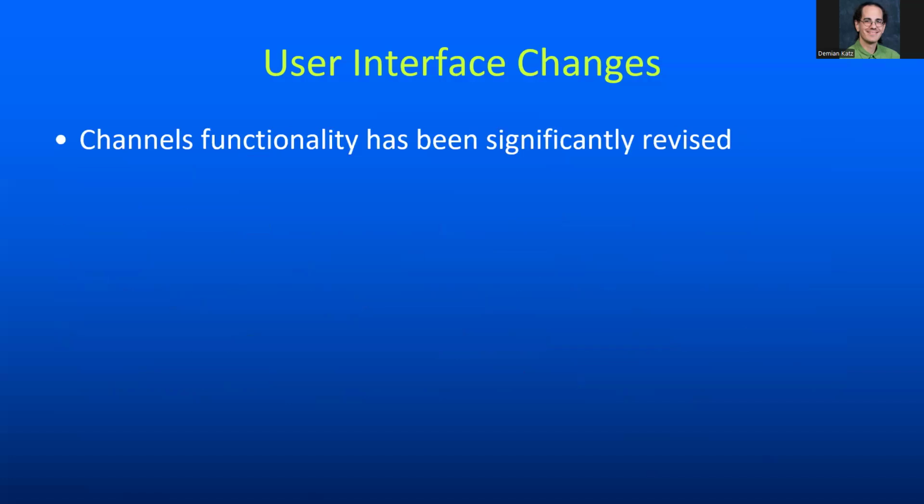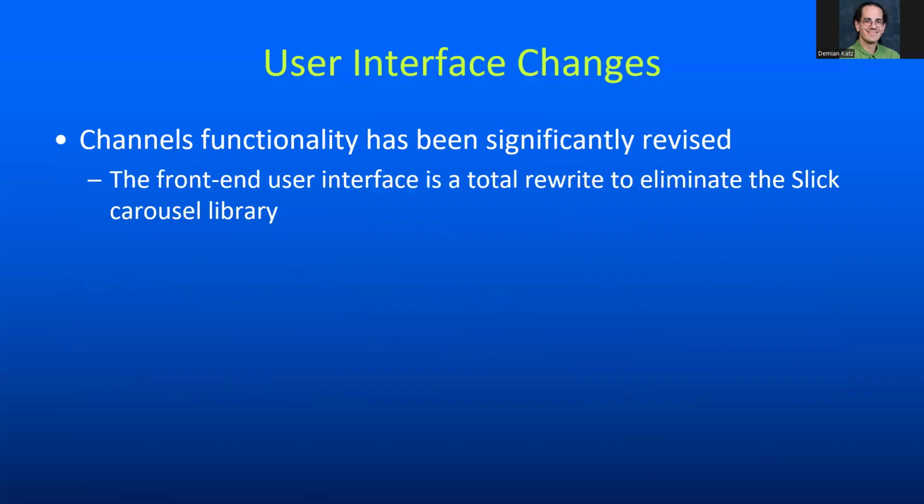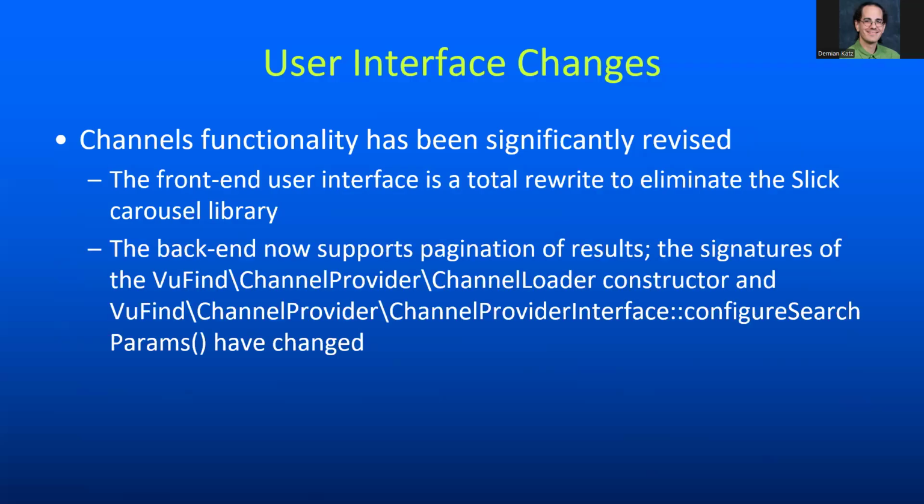Other user interface changes: the channels functionality has been significantly revised. This is the feature that VuFind uses for encouraging serendipitous discovery of related resources. The front-end user interface of this feature has been completely rewritten. We did this mainly because the old interface used the slick carousel library, which is not very accessible or well maintained. The new interface doesn't use carousels at all. It's a little bit more accessible, a little more friendly.